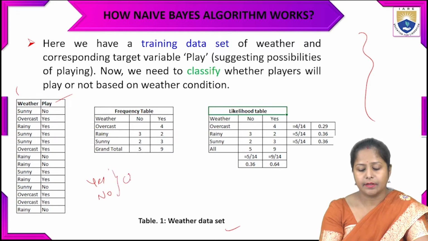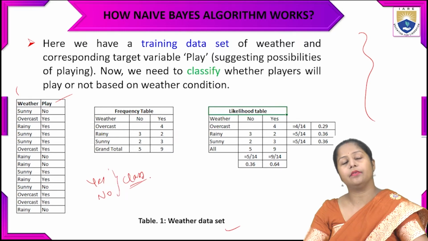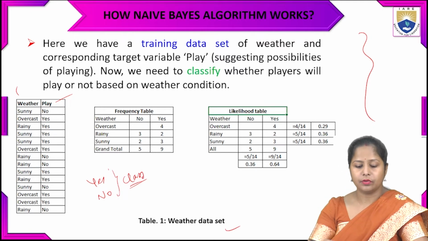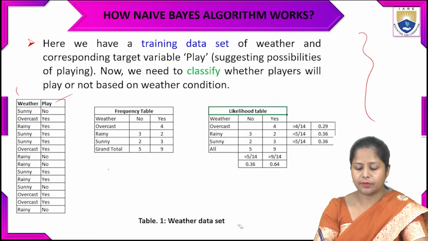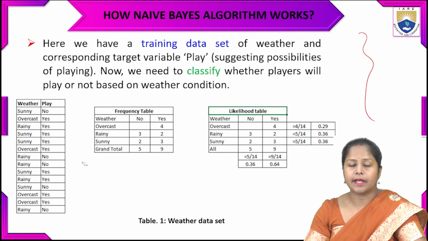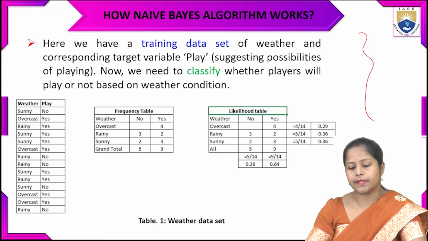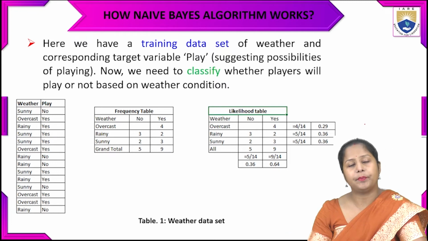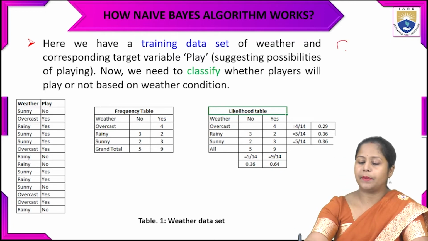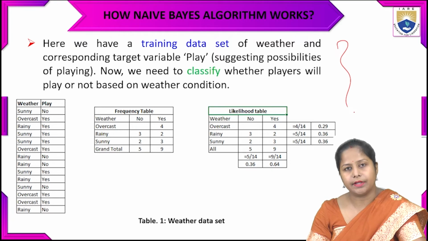These are the classes, and we have to classify them. For the same weather, we have to decide whether the player is going to play or not for these few weathers. On the basis of that, the new classifier will work. In the corresponding table, the target variable is play, suggesting the possibility of playing outside. So now we need to classify whether the player will play or not based on the weather condition.